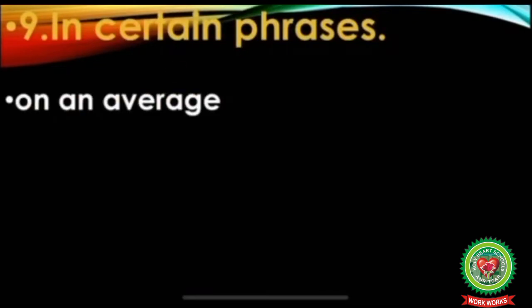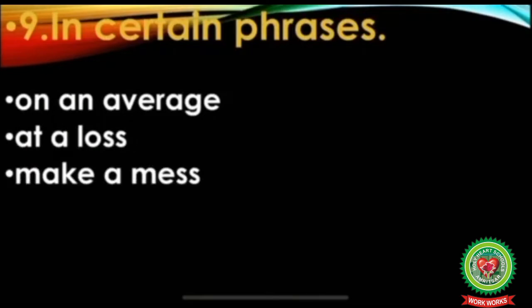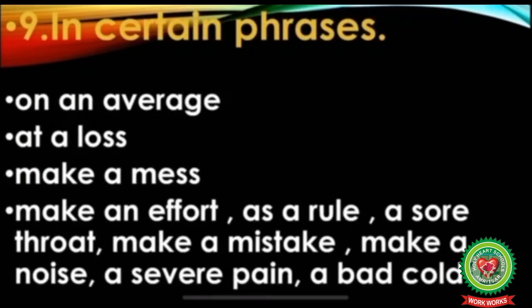Now children, next is in certain phrases. Now in certain phrases, on an average, we will be using article an. At a loss, make a mess, make an effort, as a rule, a sore throat, make a mistake, make a noise, a severe pain, a bad cold. In all these phrases, we will be using article a or an.